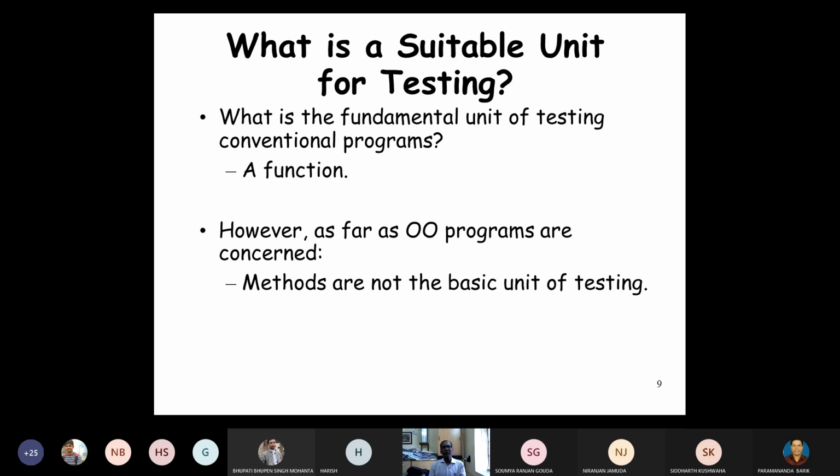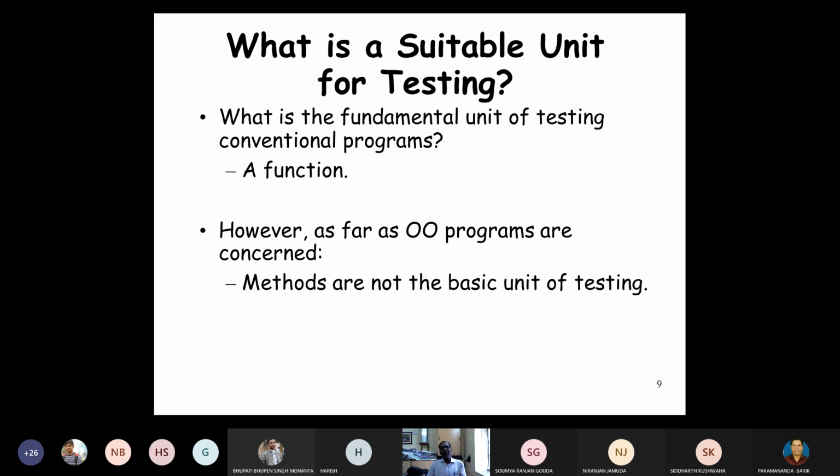Can you say what is the smallest unit of testing for conventional procedural programs? It's a function or a procedure. But now let's see how it differs for object-oriented programs. What is the equivalent of a function in object-oriented programs? We call it a method. So methods are the equivalent of functions in object-oriented programs.